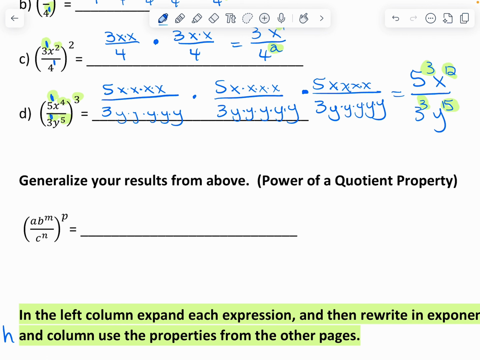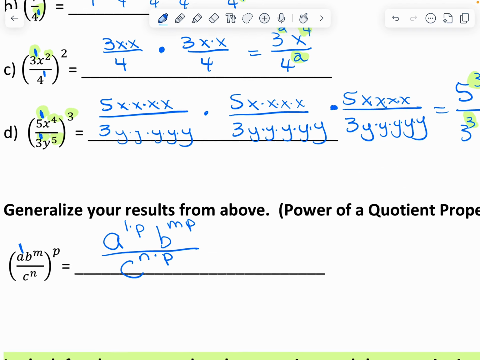Down below. Okay. So, remembering this has an exponent of 1. So, a to the 1 times p, b to the m times p over c to the n times p. All you're doing is multiplying the exponents.